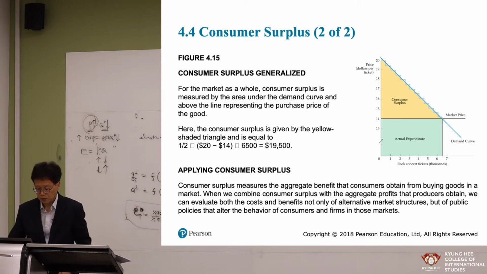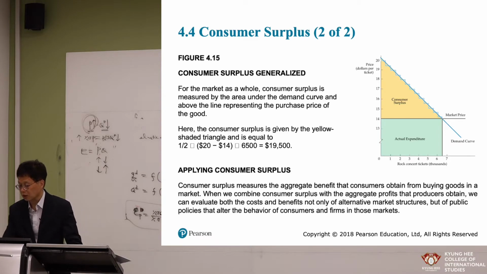Consumer surplus measures the aggregate benefit that consumers obtain from purchasing goods in a market. When we combine consumer surplus with the aggregate profit that producers obtain, we can evaluate both the cost and benefit not only of alternative market structures, but of public policies that alter the behavior of consumers and firms in those markets. Anyway, consumer surplus is the area between the demand curve and the market price, right?